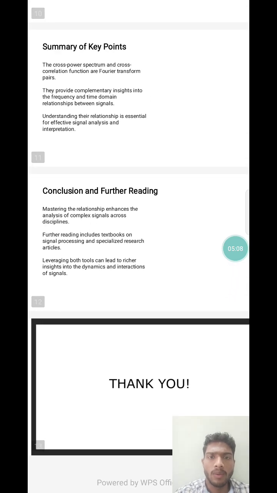Conclusion and further reading. Mastering these relationships enhances the analysis of complex signals across disciplines. Further reading includes textbooks on signal processing and especially research articles. Leveraging both tools can lead to richer insights into the dynamics and interactions of signals.